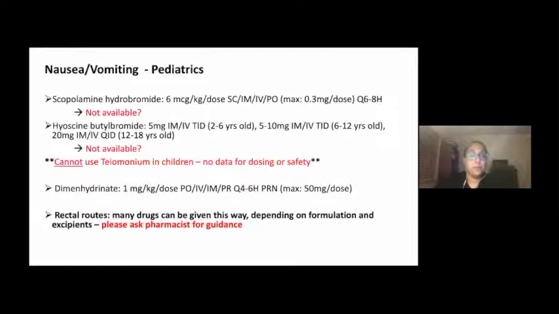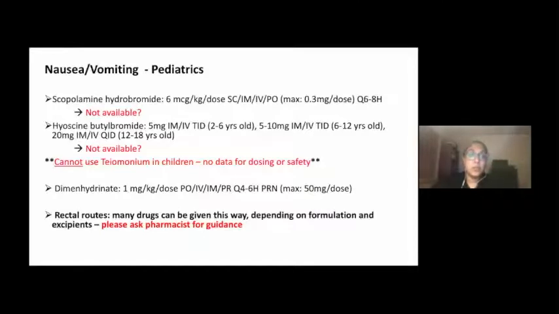Within pediatrics for nausea and vomiting, scopolamine hydrobromide is used in other countries, but it may not be available. Same thing with hyoscine butylbromide. However, I've provided those dosings for you here just in case there is access and availability at some point. Unfortunately, trimethobenzamide cannot be used in children because there is no data for dosing or safety. Dimenhydrinate, commonly known as Gravol in Canada and the United States, can be given, and the dosing is there for you as well.